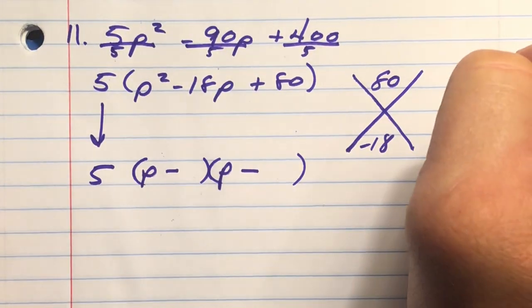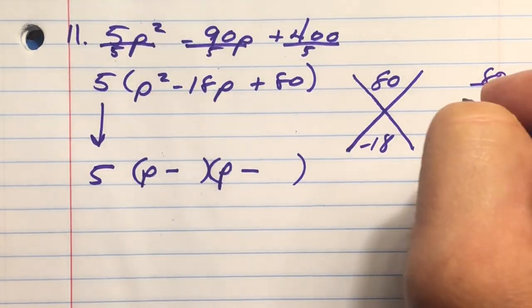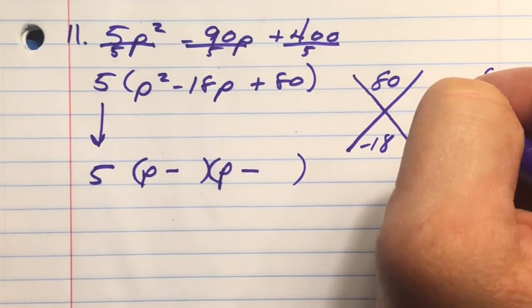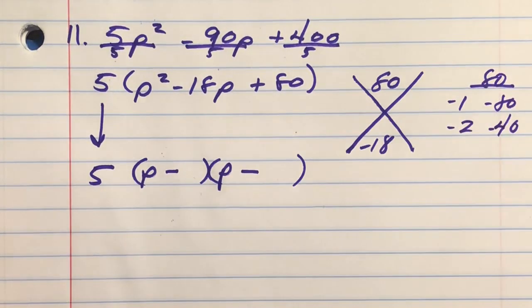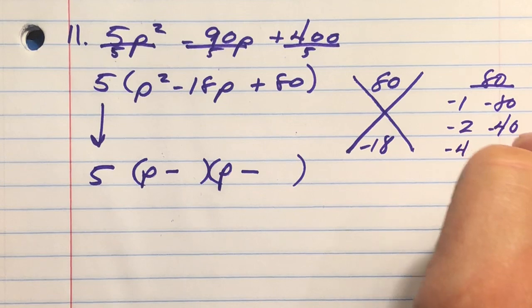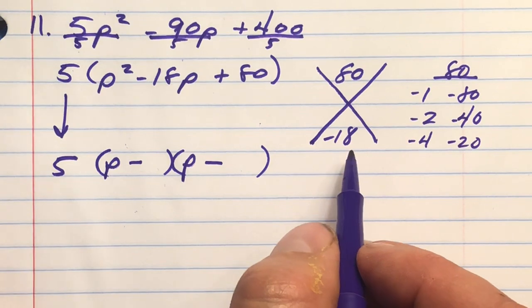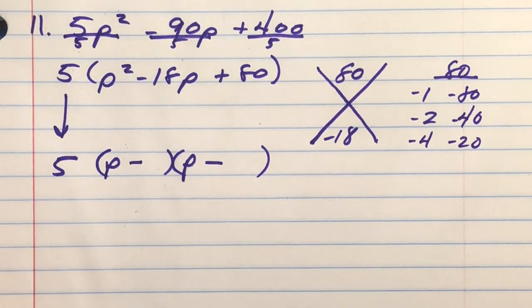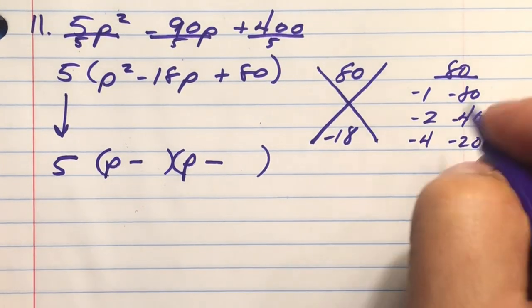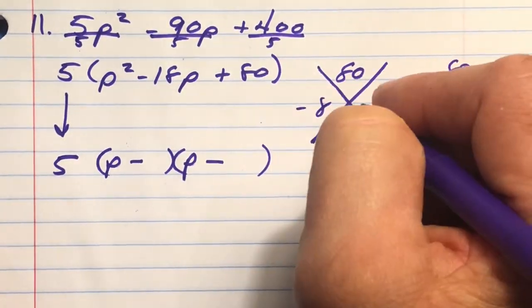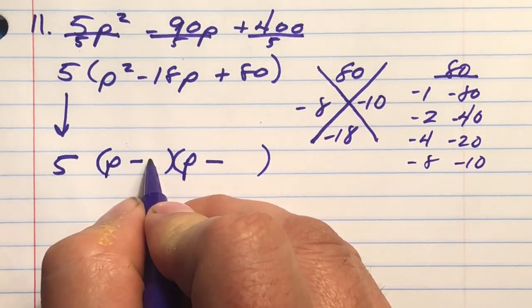All right, so let's look at 80 here. Let's go 1 and 80, let's go 2 and 40. Remember, these are both negative. 5 by 3, nope. What about negative 4 and negative 20? Remember, we're looking for two numbers that add up to negative 18. All right, 80 divided by 8. So what about negative 8 and negative 10? Let's see if that works. Let's look at that.